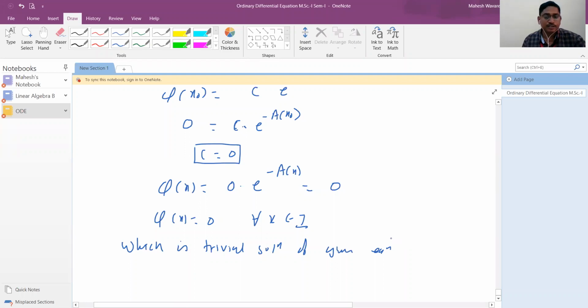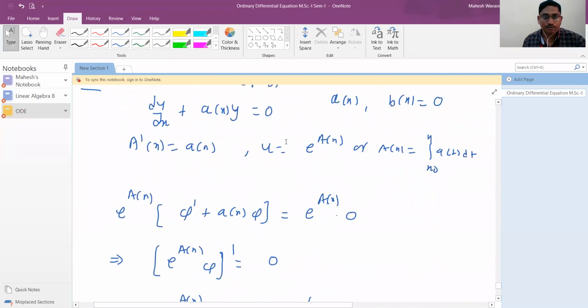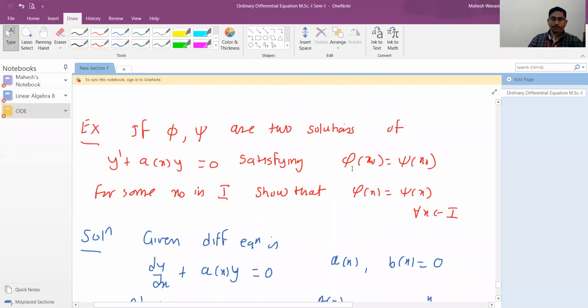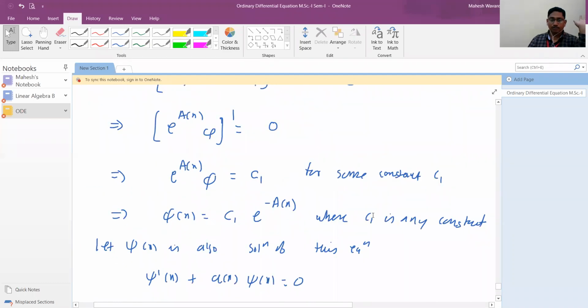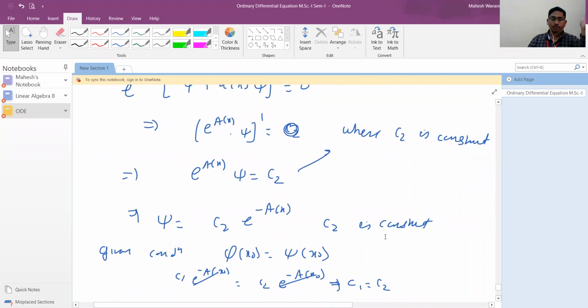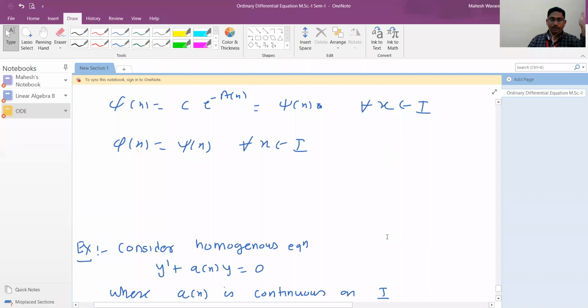Now this was the third part of the same example that earlier we have shown. If phi and psi are two solutions of the given differential equation, and phi of x naught and psi of x naught are the same, then we want to show that phi of x and psi of x are identical on the interval. Though phi and psi are two solutions with two different constants, finally both the constants are the same. Then you get phi of x equal to psi of x. That was the third part of this example.